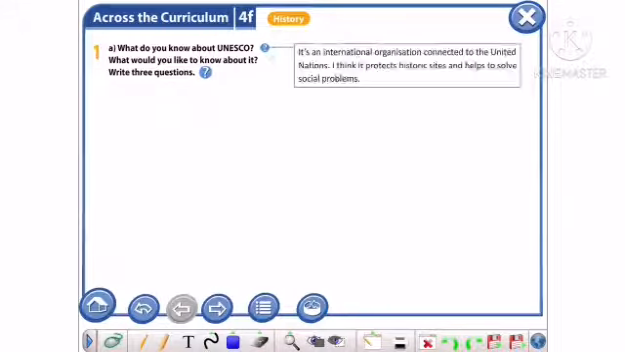UNESCO, it is an international organization connected to the United Nations. I think it protects historic sites and helps to solve social problems.